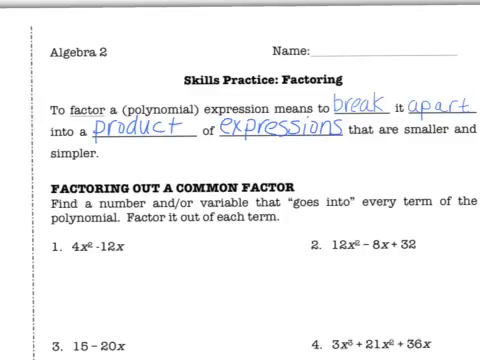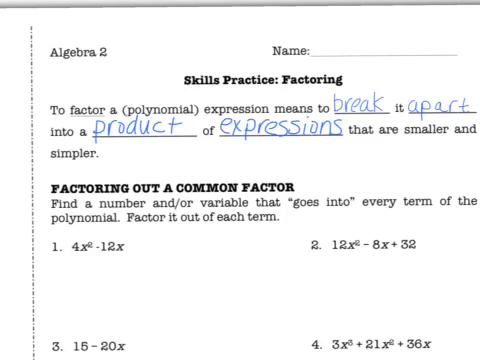So now we're going to look at factoring, and to factor a polynomial expression means to break it apart into a product of expressions that are smaller and simpler. Really, it's kind of like undoing the expanding that you practiced yesterday. So expanding, we'd multiply everything out. Factoring, we're working backwards and rewriting the expression as a product of smaller and simpler pieces.